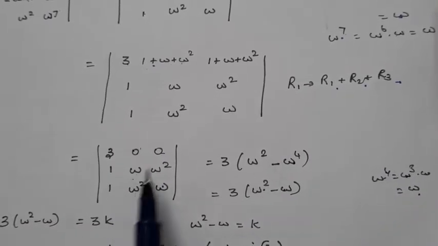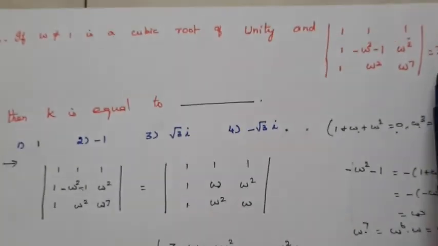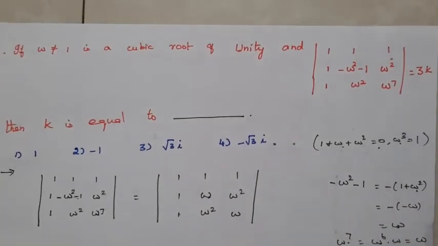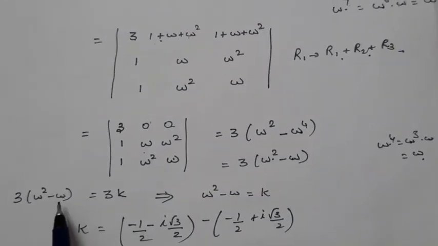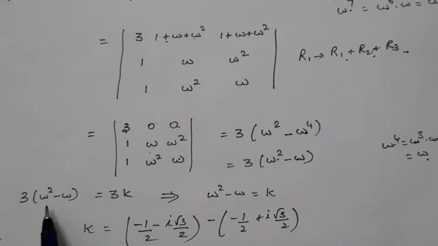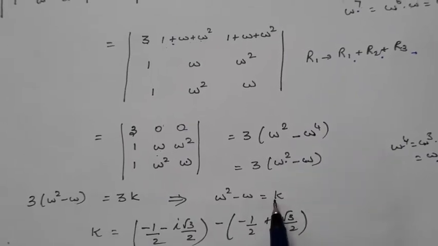But the value of this determinant is given as 3k. That is given as 3k in the given problem. So equate it to 3k. So 3 into omega squared minus omega is equal to 3k. Therefore, omega squared minus omega is equal to k.